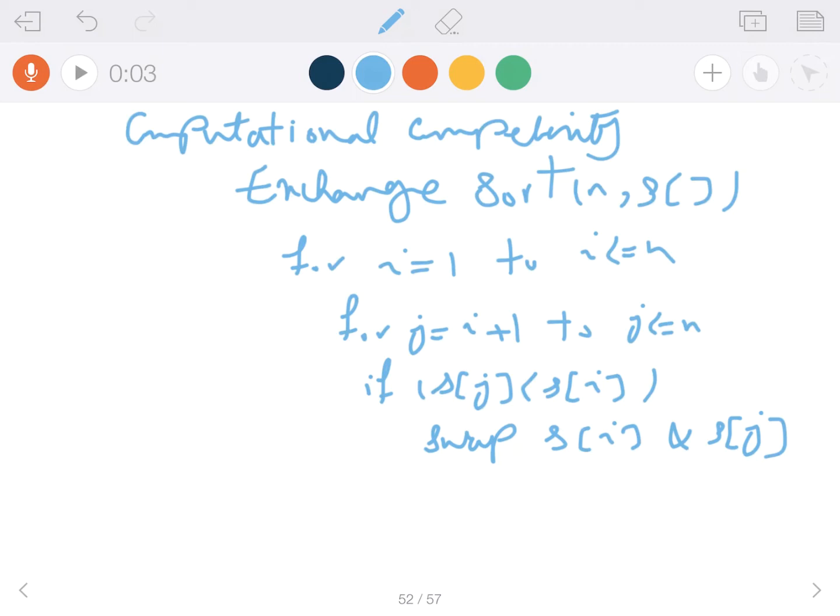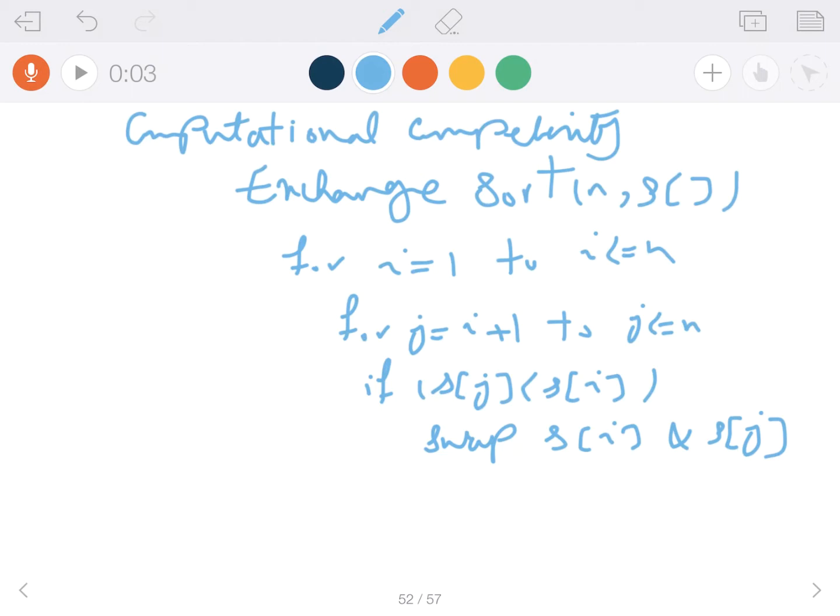Hello everyone. Today we're going to talk about the computational complexity for the problem exchange sort. Before we talk about analyzing the insertion sort, we calculate the worst case and average case time complexities, both when we are considering the number of assignments and when we are considering the number of comparisons.